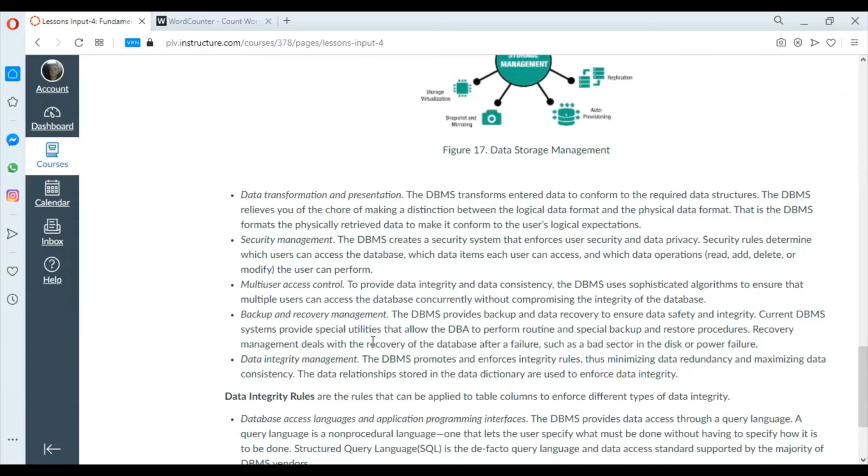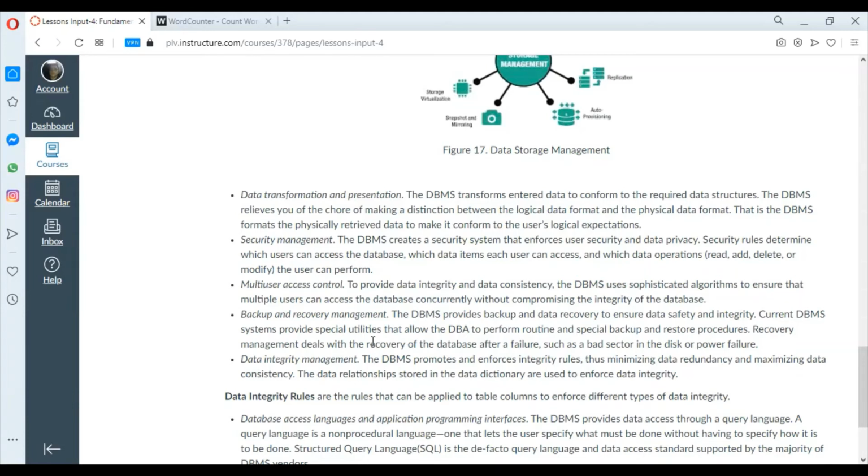Backup and recovery management provides backup and data recovery to ensure data safety and integrity. DBMS systems provide special utilities allowing the database administrator to perform routine and special backup and restore procedures. Recovery management deals with the recovery of the database after a failure, such as a bad sector in the disk or power failure. Data integrity management.